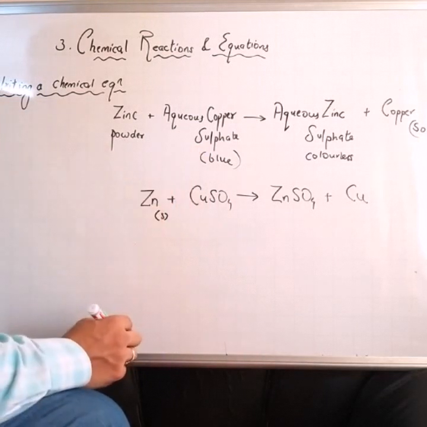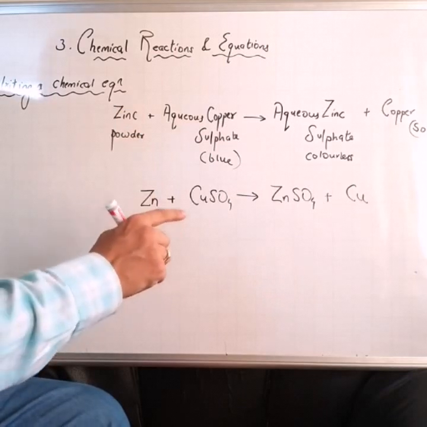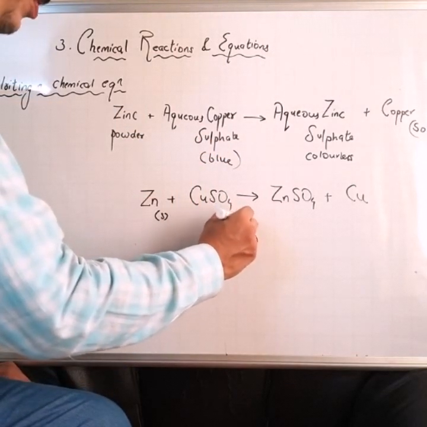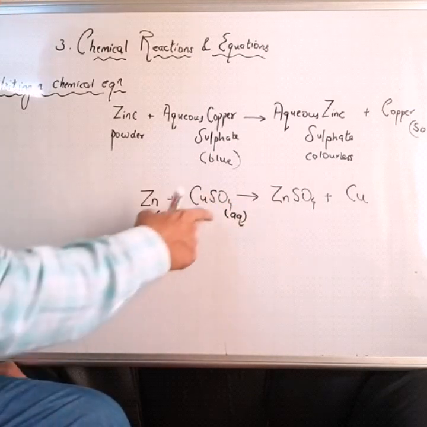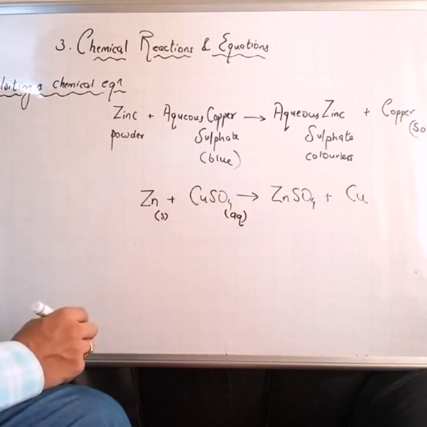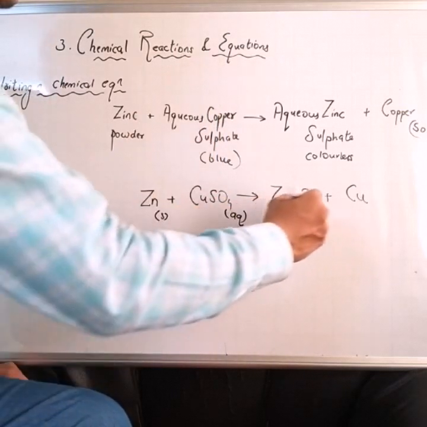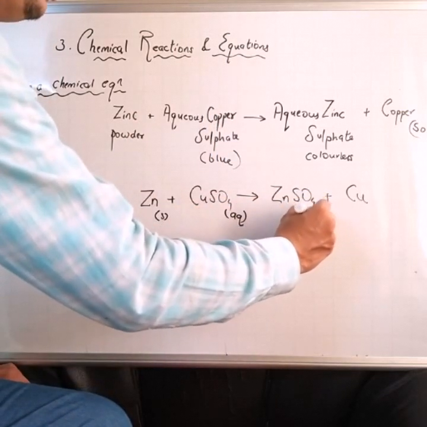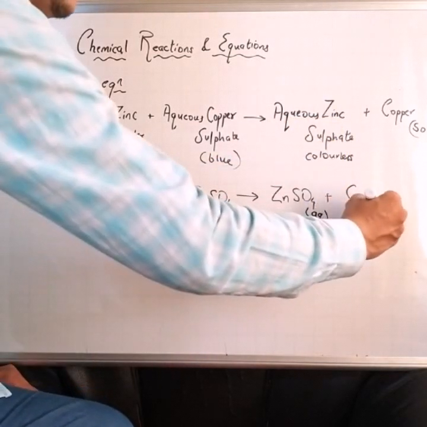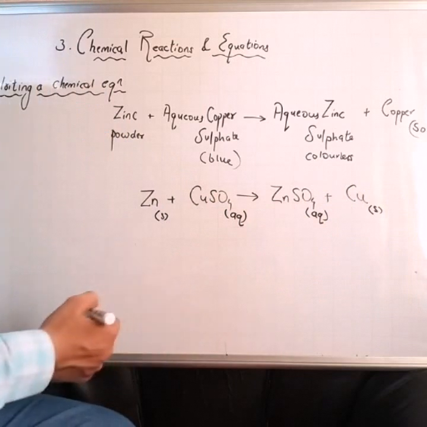Copper sulfate is dissolved in water, that is called the aqueous state, so I'll put AQ over here. Okay, it's a solution, copper sulfate solution. In the product, what do we get? Zinc sulfate in aqueous state, so I'll write AQ. Okay, and copper is in solid state.